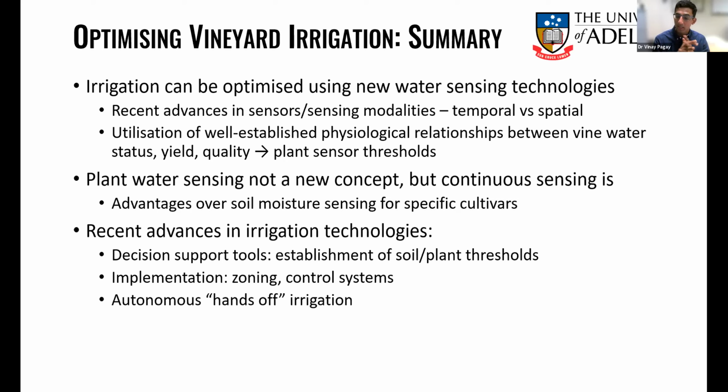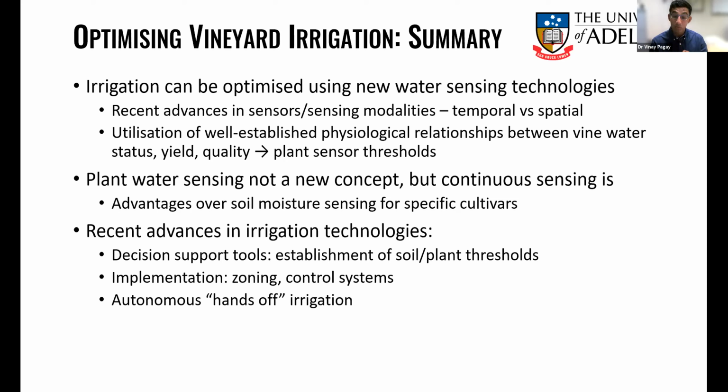The other aspect that's getting quite interesting with the availability of continuous sensing is the ability to do hands-off irrigation. We call that autonomous irrigation. So essentially you set your thresholds or you set your target, whether that's yield or quality or a combination of the two. And the irrigation system, based on thresholds at different phenological stages, will drive the irrigation and keep it within a sweet spot such that you achieve the target that you're intending.